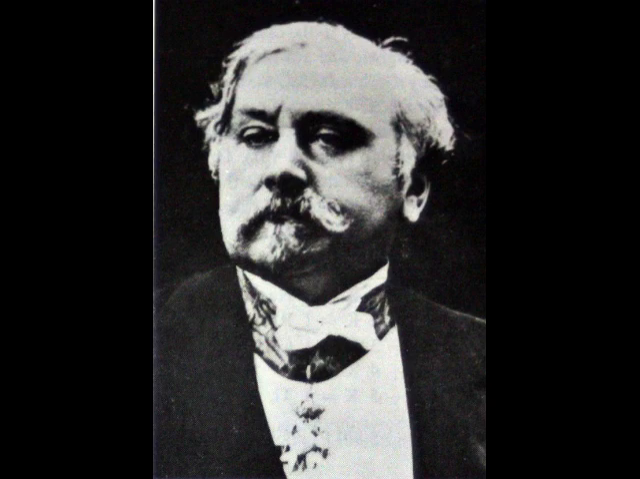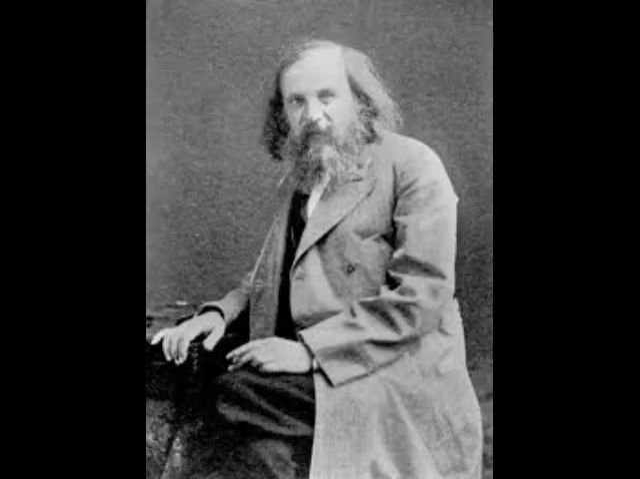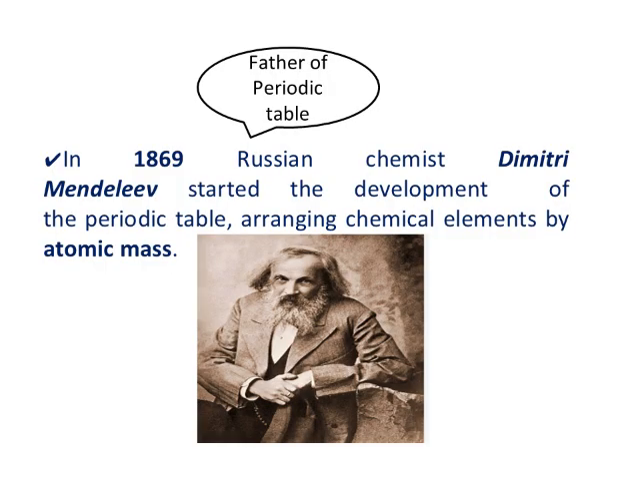In 1863, English chemist John Newlands organized the 56 known elements into 11 separate groups based upon their atomic structure. In 1869, Russian chemist Dmitri Mendeleev started the development of the periodic table, arranging the chemical elements by atomic mass. So Dmitri Mendeleev is the father of the periodic table.